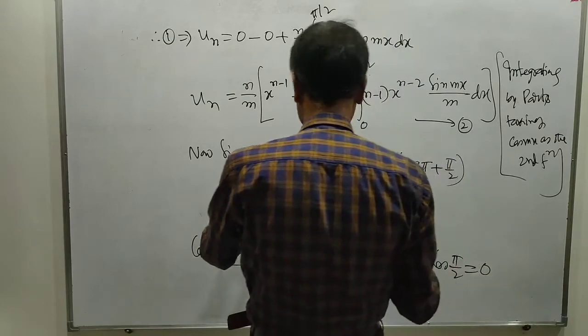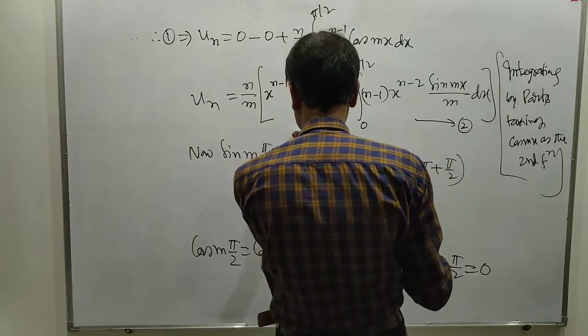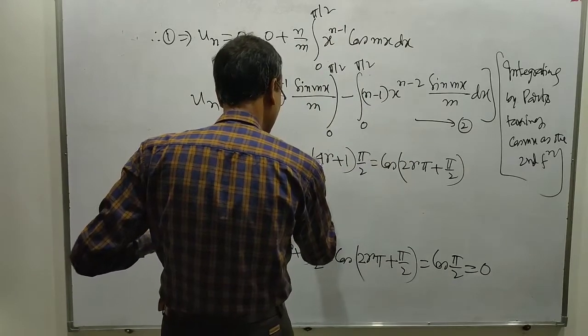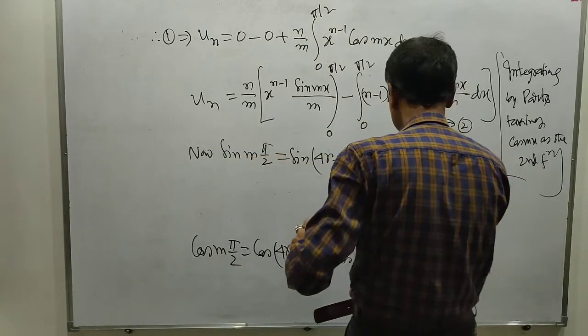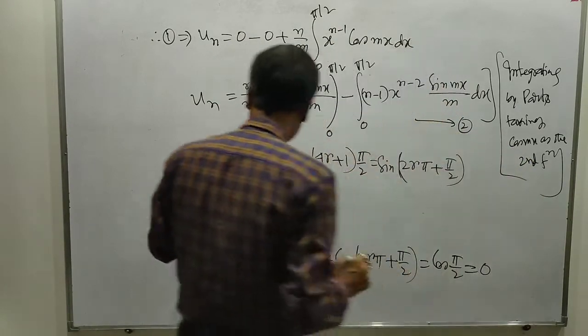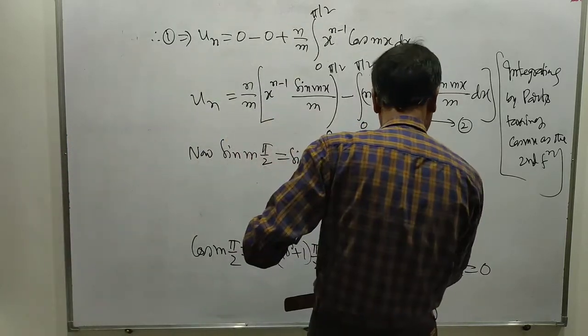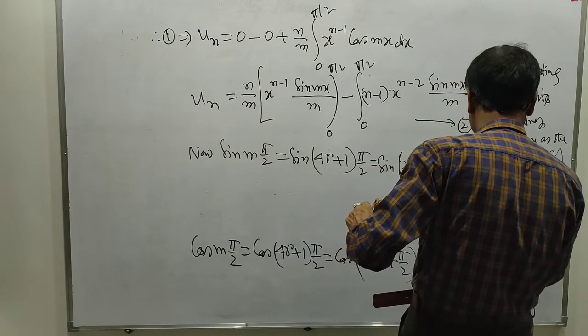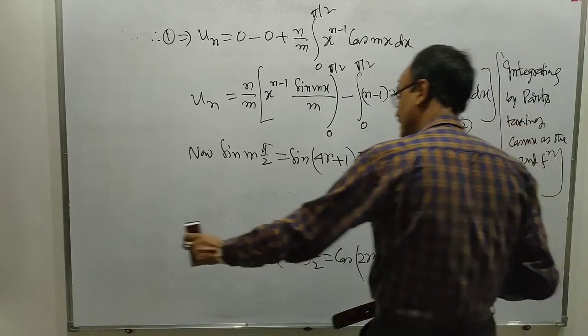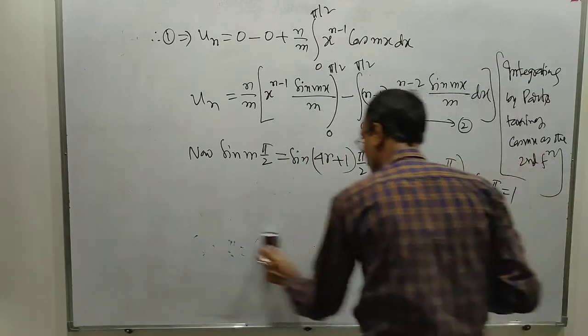No, it is sin, it should have been sin. It should have been sin. Sin(mπ/2), sin((4r+1)π/2), sin(twice r plus 1, π/2). This is equal to sin(π/2), equal to 1. This time it is not equal to 0, it is equal to 1.